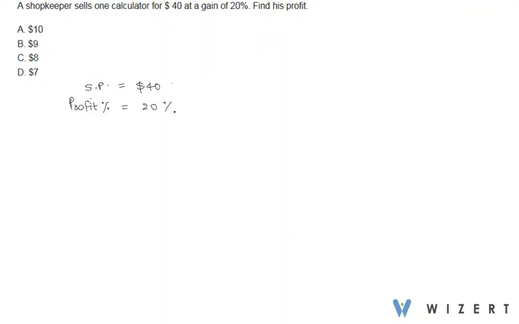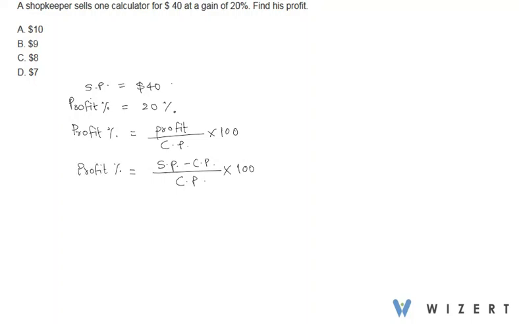Now we know how we can calculate profit percent. Profit percent equals profit divided by cost price multiplied by 100. Now this profit can be written as selling price minus cost price, divided by cost price. So in order to find profit, we'll first need cost price, and to find cost price, we can use this expression, profit percent.